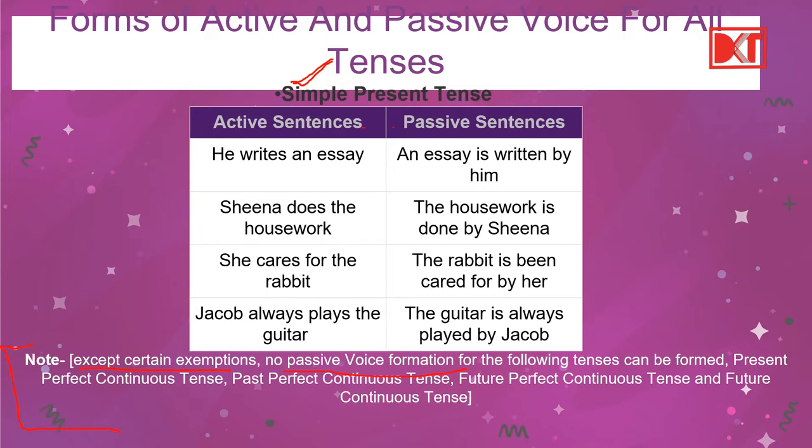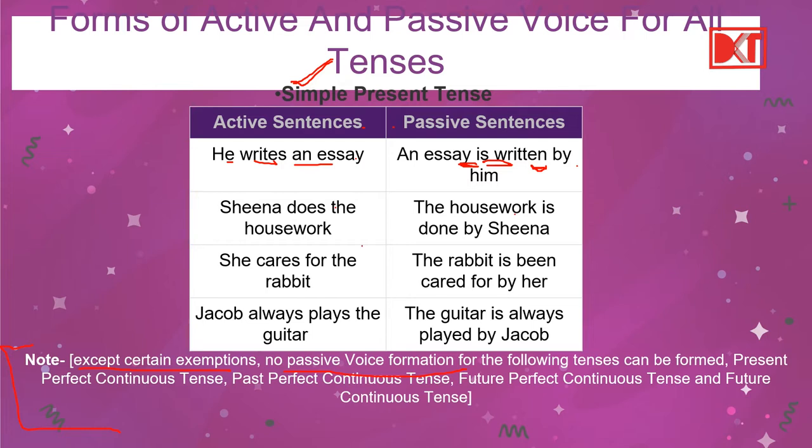ठीक है, हियर एग्जाम्पल, ही राइट्स एन एसे, एंड पैसिव उसको कैसे? सब्जेक्ट वर्ब, हियर सब्जेक्ट वर्ब एंड ऑब्जेक्ट, सब्जेक्ट को ऑब्जेक्ट बनाया, ऑब्जेक्ट को सब्जेक्ट बनाया. An essay is written by him. यहाँ पे देखो क्या आ गया, auxiliary verb भी आ गया, हमारा जो ये helping preposition आनी थी वो भी आ गई. ठीक है, verb जो है past participle में change भी हो गया. He writes an essay, an essay is written by him. All right. Then Sheena does the housework, the housework is done by Sheena.